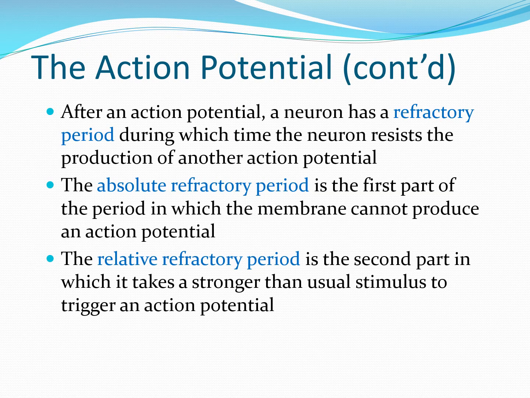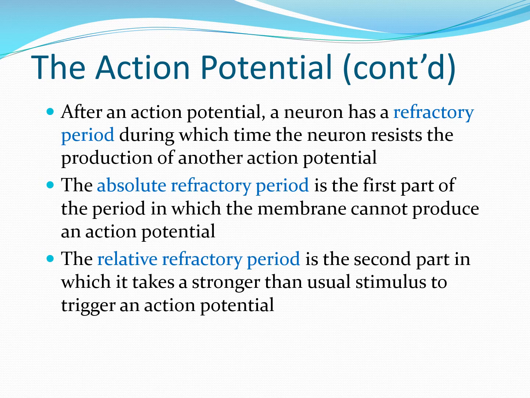Okay, and after an action potential has taken place, a neuron is going to have a refractory period. So that fire, fire, fire, that really quick, that can only happen so quickly. It can't happen any faster than a neuron can possibly respond, because the neurons do have this refractory period. During this time, the neuron really resists the production of another action potential.